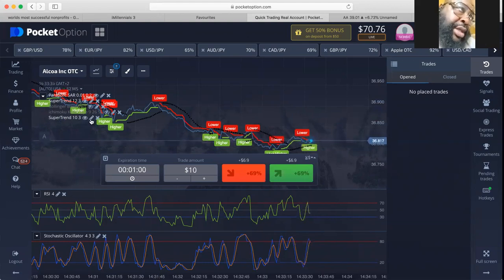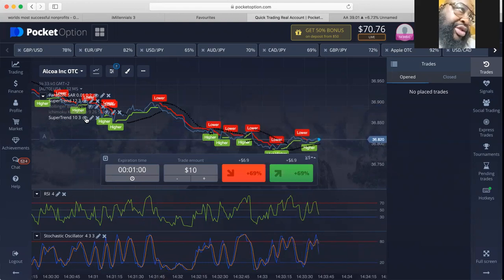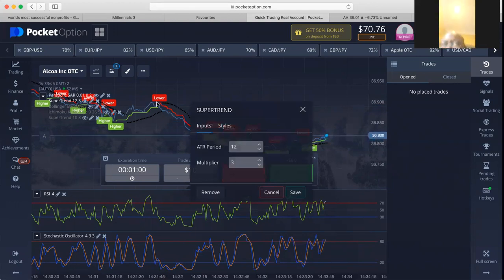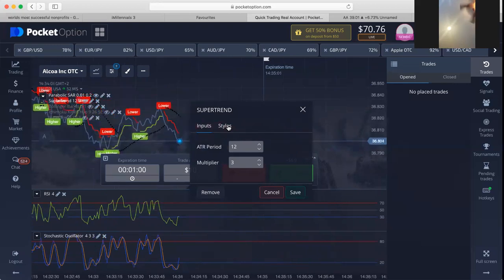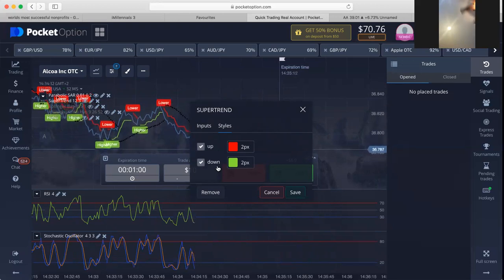Hold on, so they gave me two of them. Okay, I got one. Do I go to the pencil again? Yes, the pencil. Okay, what's the setting? The settings are 12 for the ATR period, and then for the multiplier you want to put 3. It's already there. It's 12 and 3. Then for styles, for up you want red, and for down you want green. It's already there. Then save.